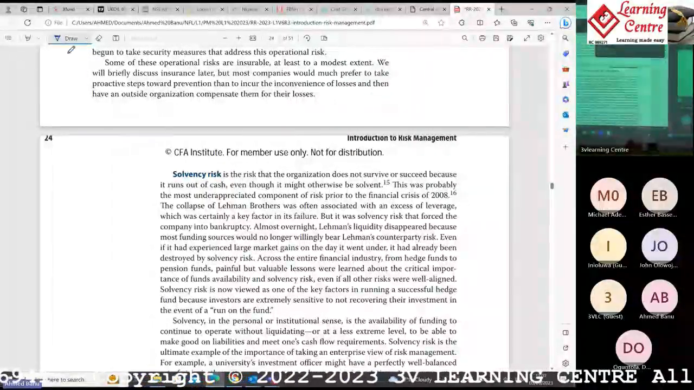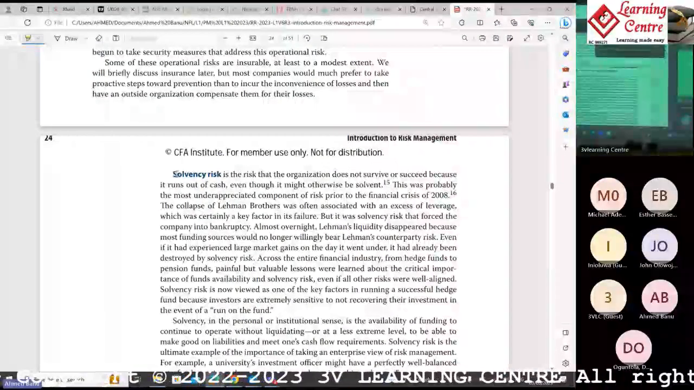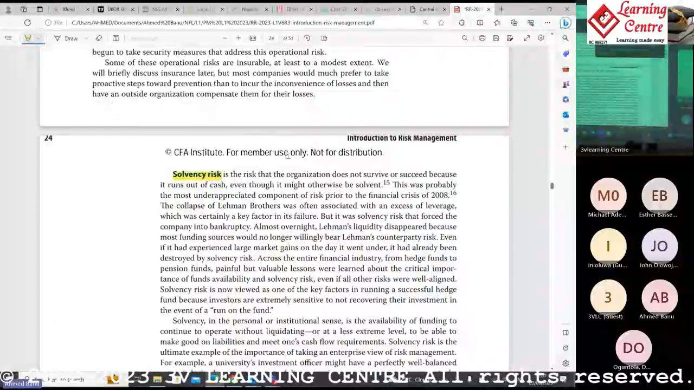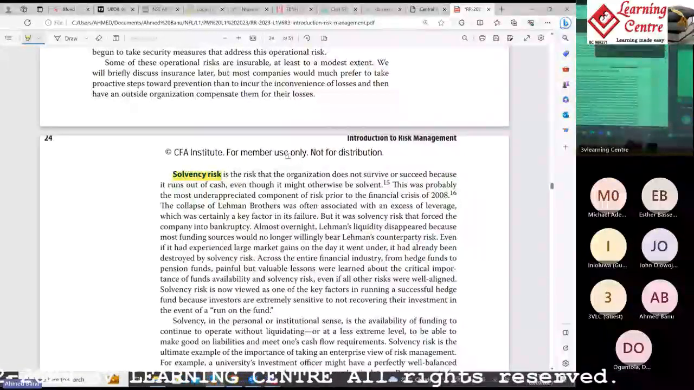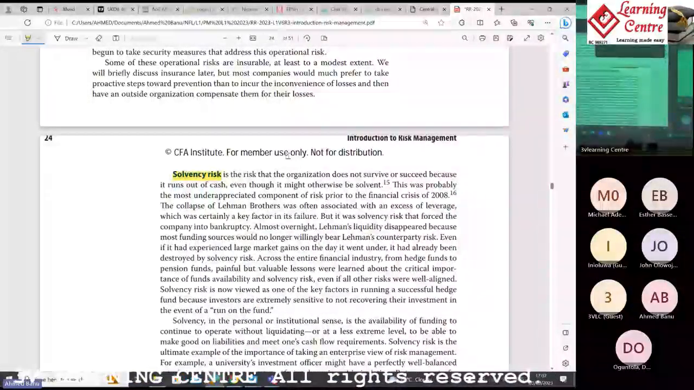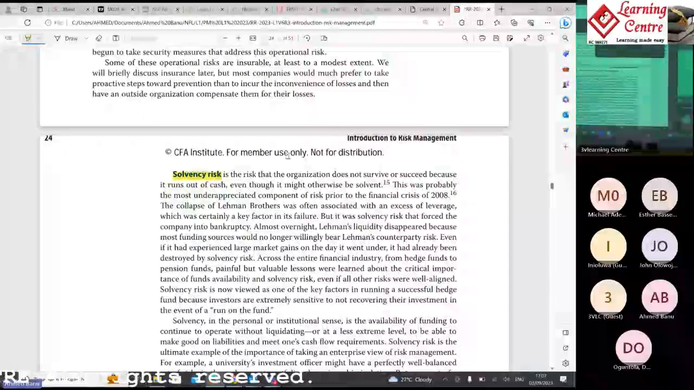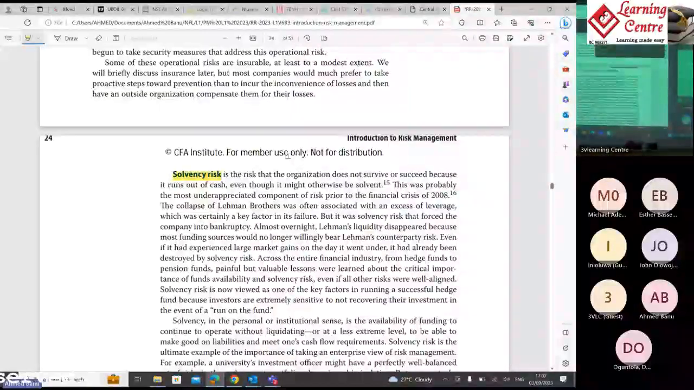Anyway, now moving on, we have another risk called solvency risk. The risk of you going bankrupt. This is the risk that an organization does not survive or succeed before it runs out of cash. So the possibility of you going bankrupt. That was the issue with Lehman Brothers. So Lehman Brothers experienced what we call solvency risk. They ran out of cash and, like I always say, cash is king. When a business does not have cash, then there's a problem.